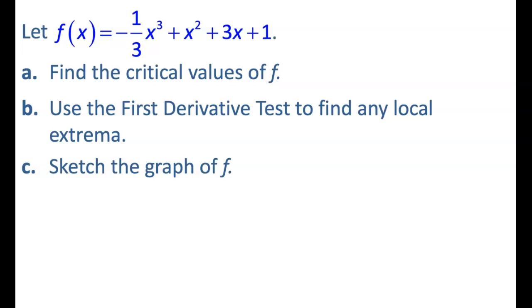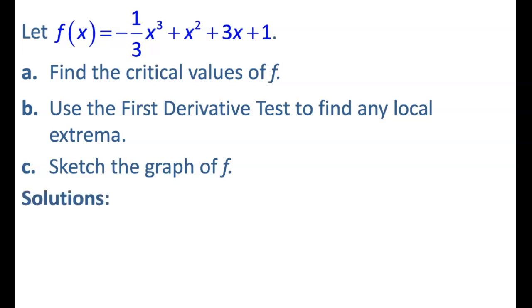All right, let's play with another example. So our function here is not that complicated. It's a polynomial, easy peasy, right? Don't let that fraction freak you out. So first we're going to find the critical values of f. We'll find the first derivative, and then we'll figure out where that derivative equals 0, or where that derivative is undefined, and those will be all critical values. Then we're going to use the first derivative test to find any local extrema. I'll describe what that is as we go through, and then we can sketch the graph of f. That's really just for giggles.